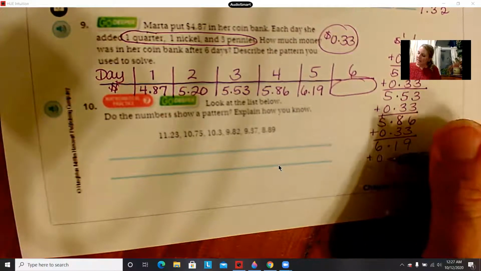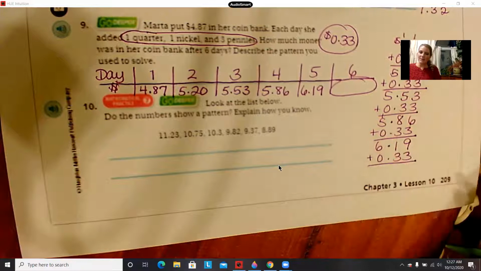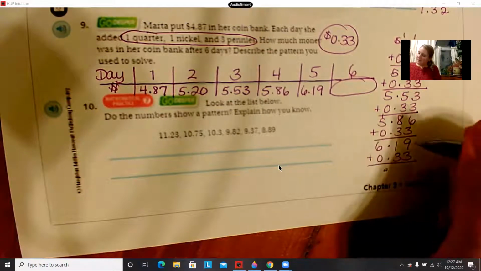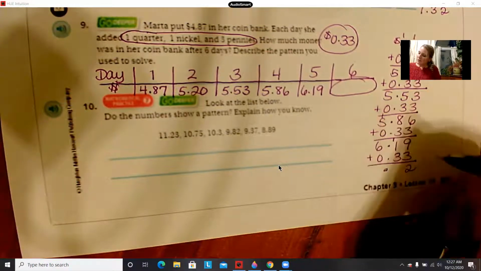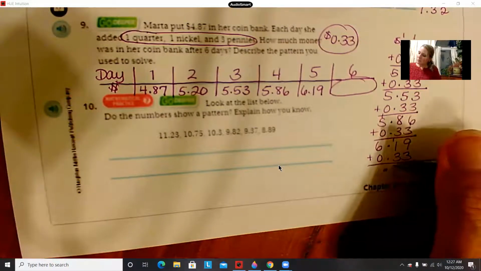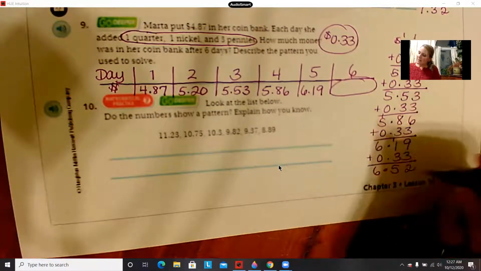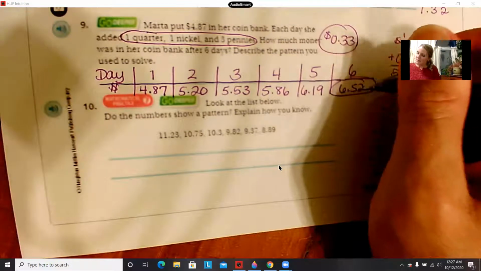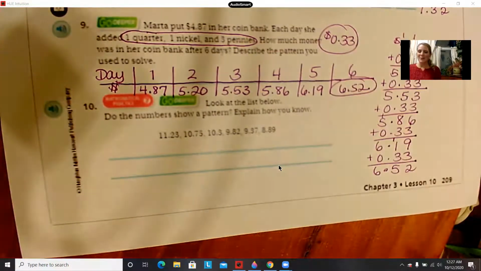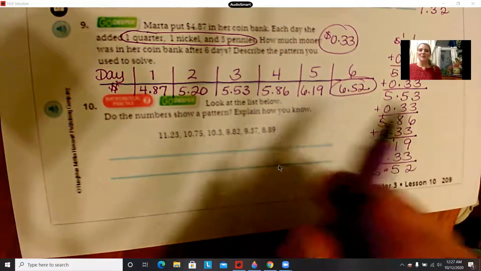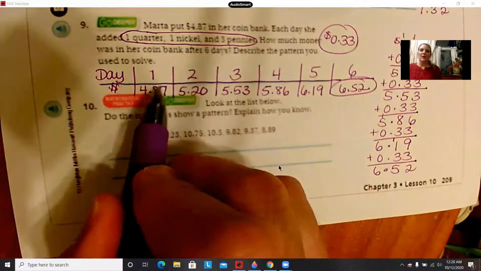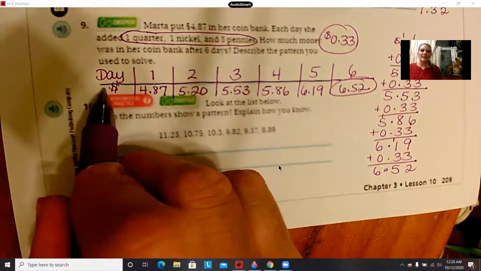And day 6, add another 33 cents. 9 plus 3 is 12, carry your 1. 3 plus those 2 more is 5, and $6.52. Final answer.